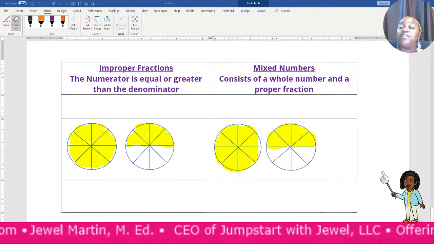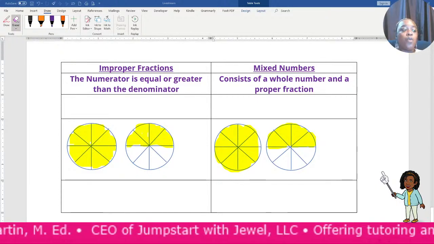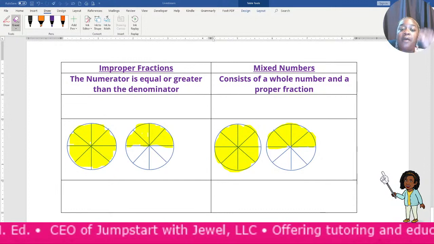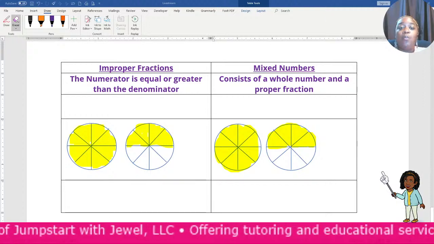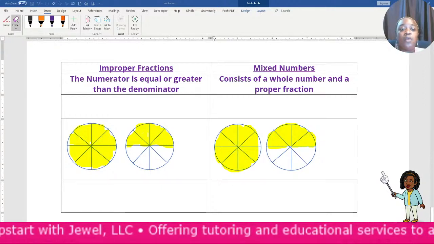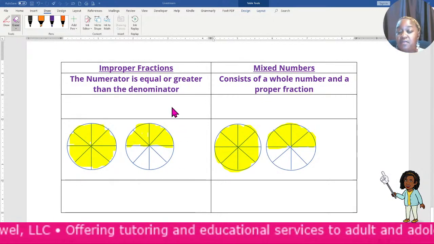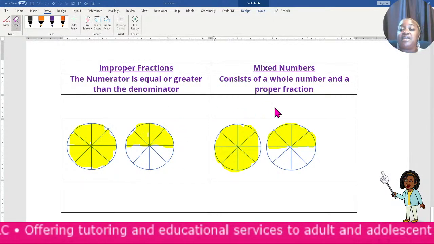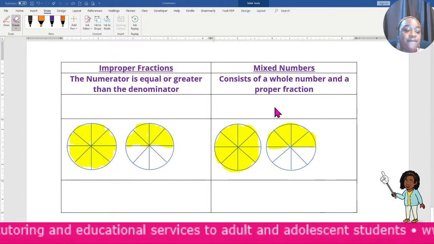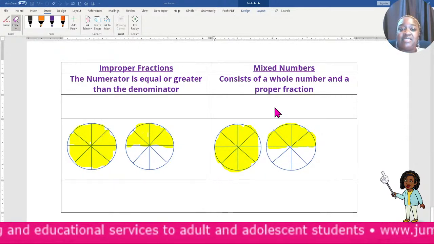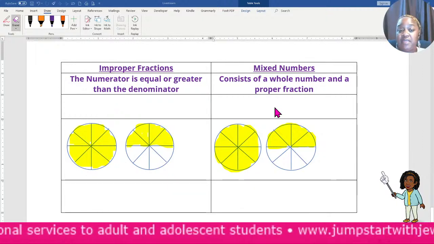I went over the three types of fractions: the proper fractions, or the regular fractions, if you will, where the numerator is less and the denominator is larger. We have the improper fraction, where the numerator is equal or greater than the denominator, and then the mixed number consists of a whole number and a proper fraction. And this is one of the topics within fractions that I see some of the students struggling with the most: improper fractions and mixed numbers.